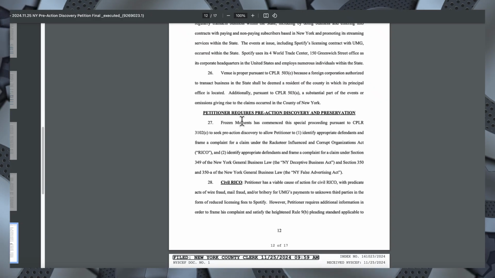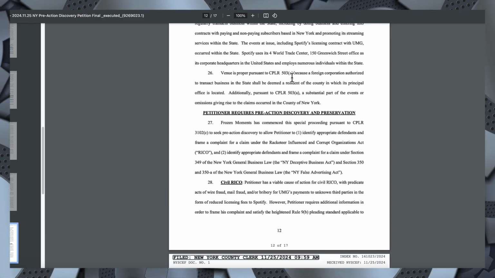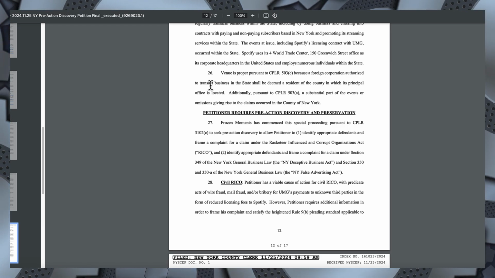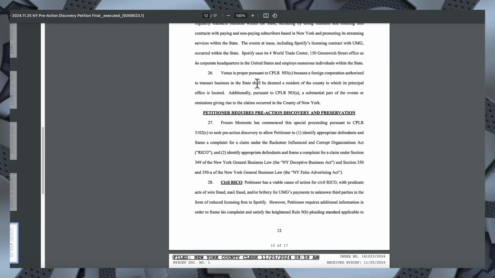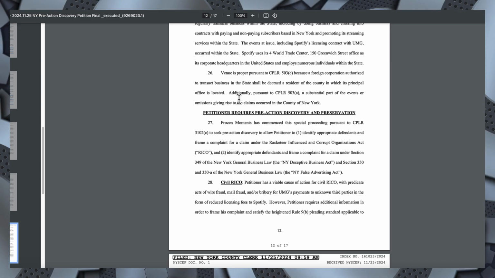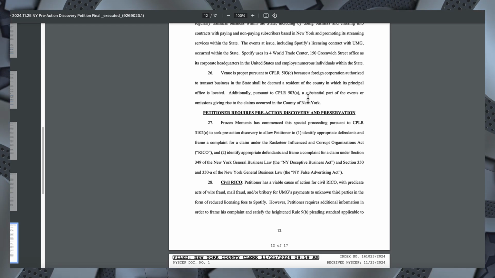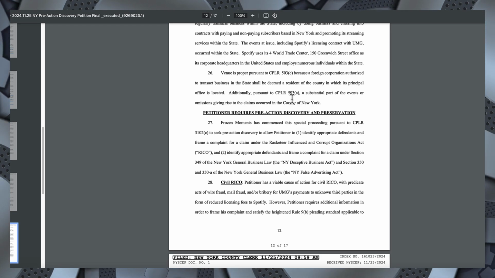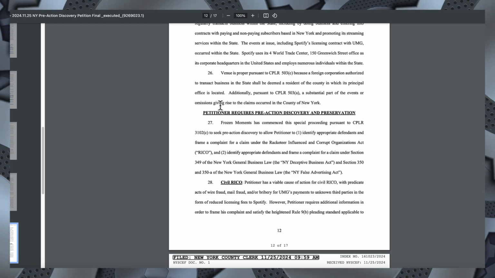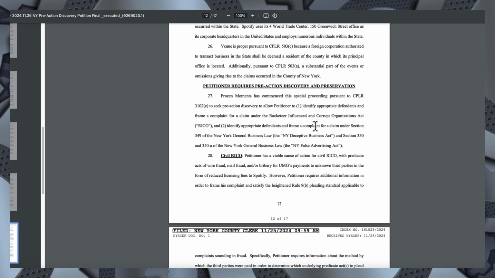Venue is proper pursuant to CPLR 503 because a foreign corporation authorized to transact business in the state shall be deemed a resident of the county in which its principal office is located. Additionally, pursuant to CPLR 503, a substantial part of the events or omissions giving rise to the claims occurred in the County of New York.